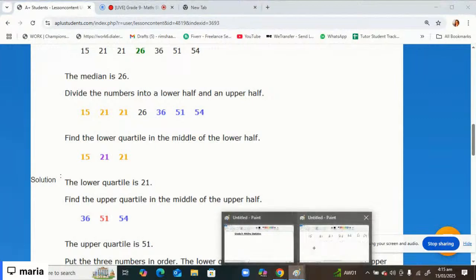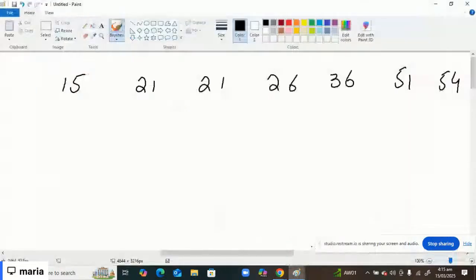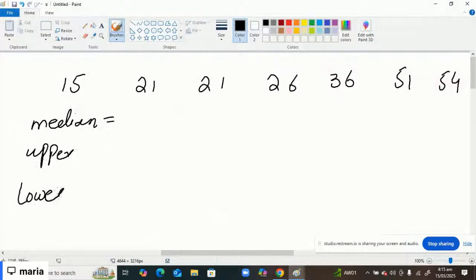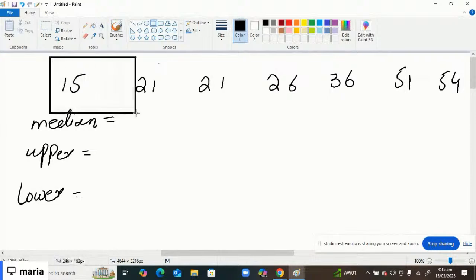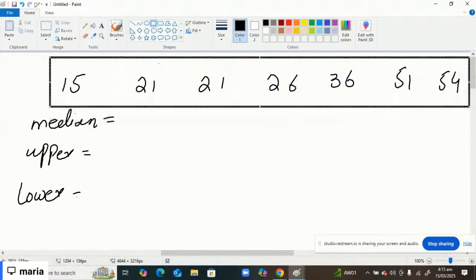Three things they're asking us to find in this one. First is the median, then the upper, and then the lower. So the upper quartile and lower quartile. First we're going to find the median. Let's check the data. This is our data. How many are there in total?